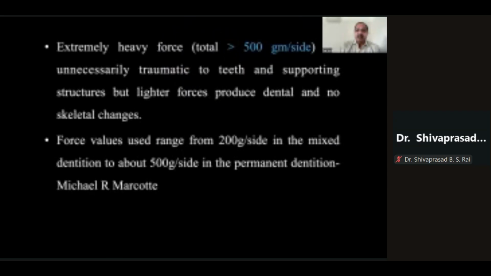Now, extremely heavy forces can cause damage to teeth and supporting structures. So, you should be a little aware about the force values. Force values used in the range of 200 grams per side in the mixed dentition would be fine. 500 grams in the permanent dentition also is fine. This is by Marcotte.